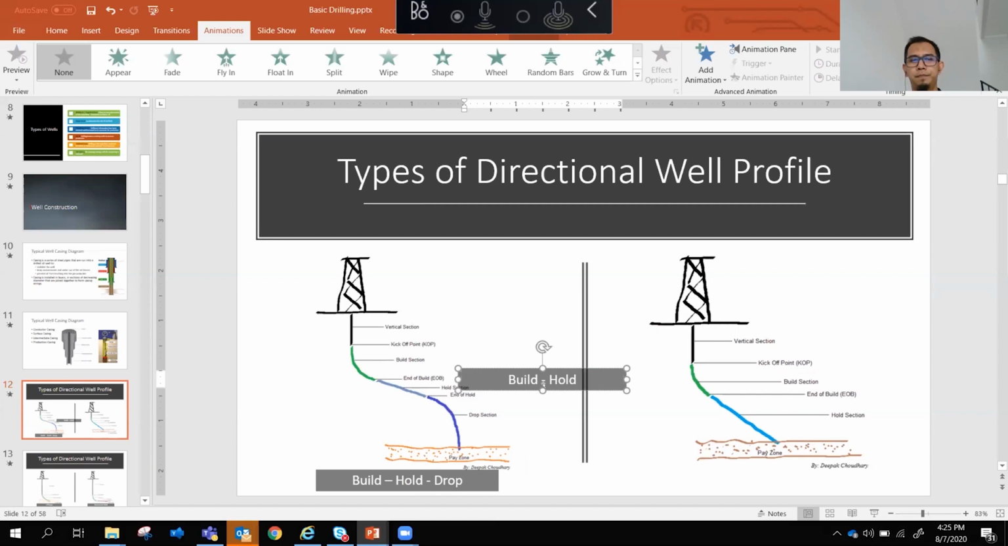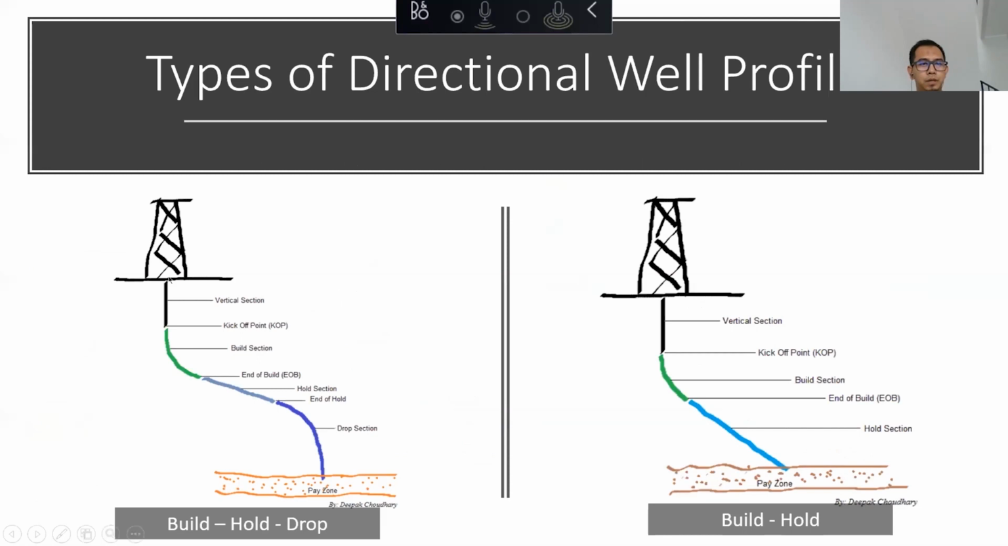Okay, the first schematic is the build, hold, and drop. So this is what they call it, build. The first green section is the build section, where we start to go directional by kicking off from the vertical point, and then we stay in the tangent section, and then start dropping off until we reach target depth or the pay zone that we want.